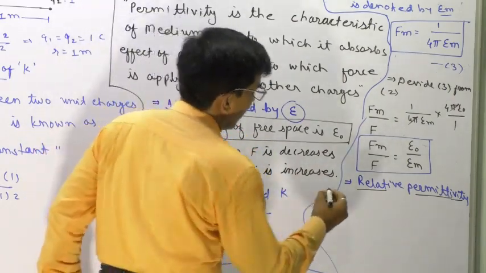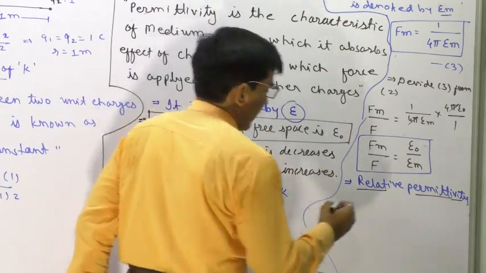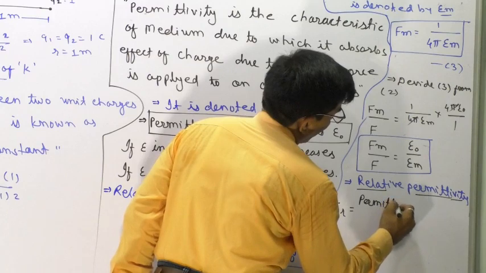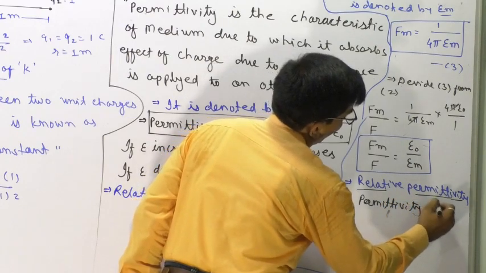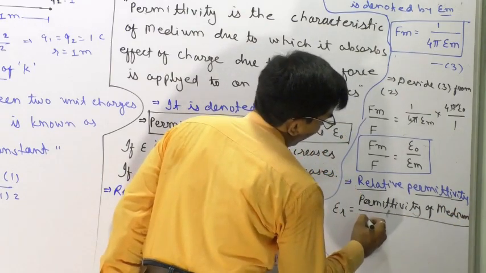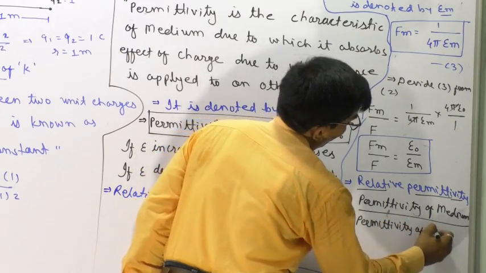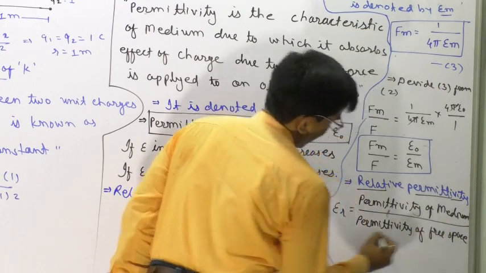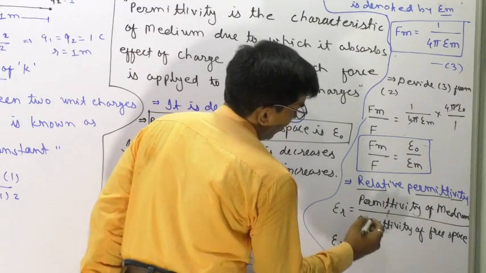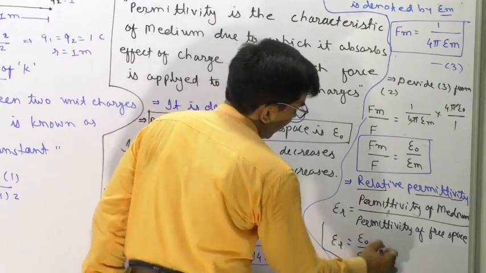So relative permittivity is denoted by epsilon r. How will we denote it? Epsilon r is the permittivity of the medium divided by the permittivity of free space. The permittivity of free space is epsilon naught, and that of the medium is epsilon m. So this would be known as epsilon r, relative permittivity.